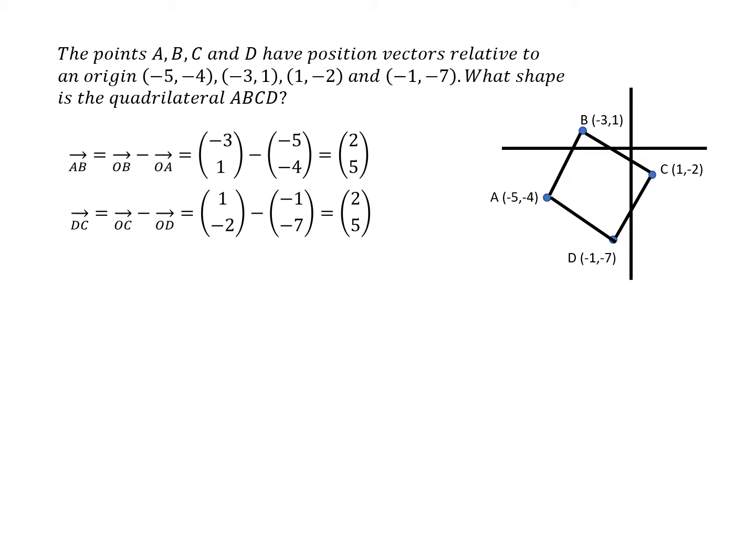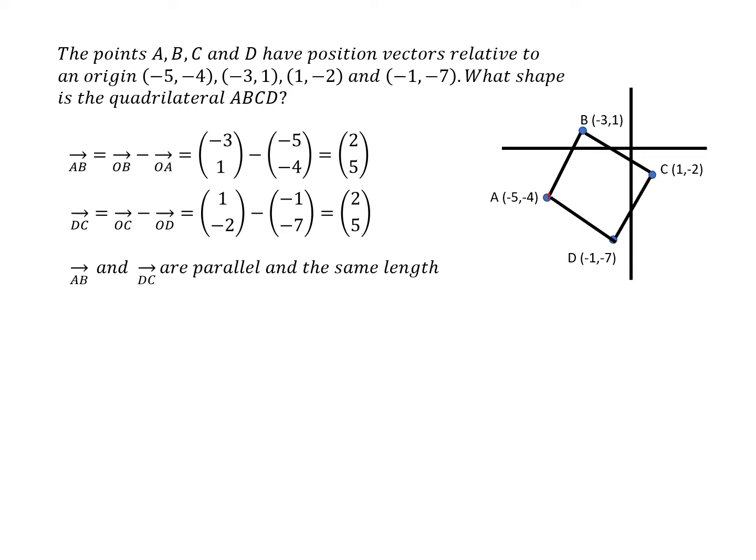So that tells me that those two vectors are what? What does it tell me about those two vectors? I hope you're shouting out. That's right, that AB and DC are parallel to each other and they're the same length as each other.